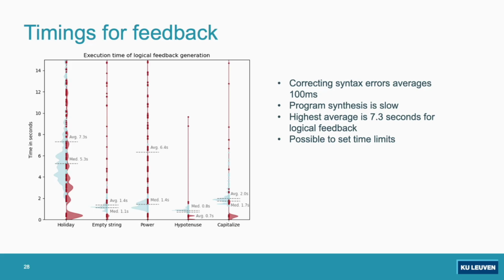The feedback on logical errors is slower as it uses program synthesis. On the graph, we've shown the time taken for logical feedback. On average, we're still able to give timely feedback in a few seconds. The slowest average was for the assignment holiday and is 7.3 seconds. In blue are the submissions that receive feedback, and in red the submissions that did not get feedback.